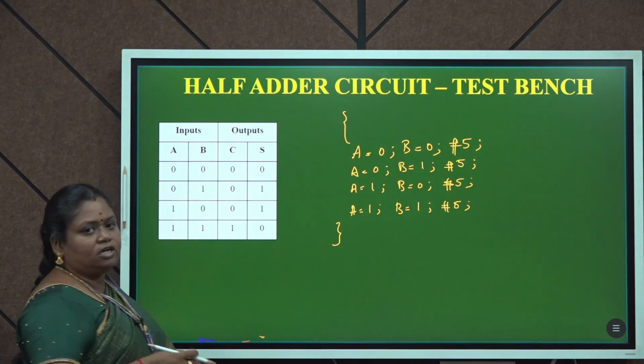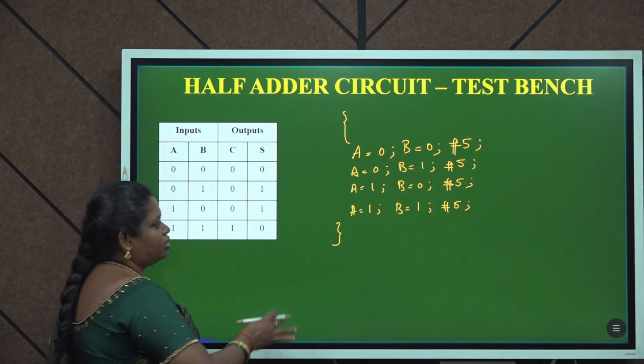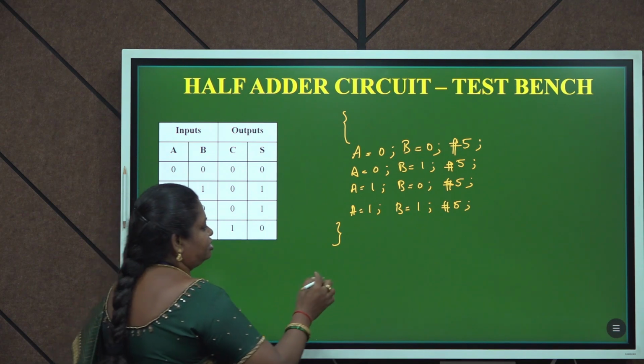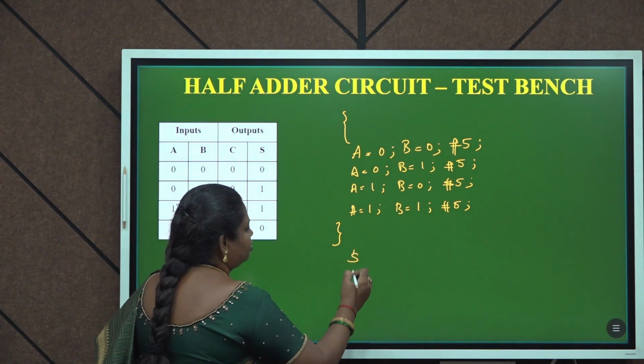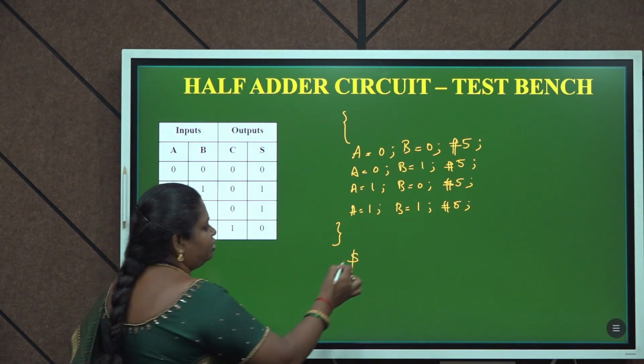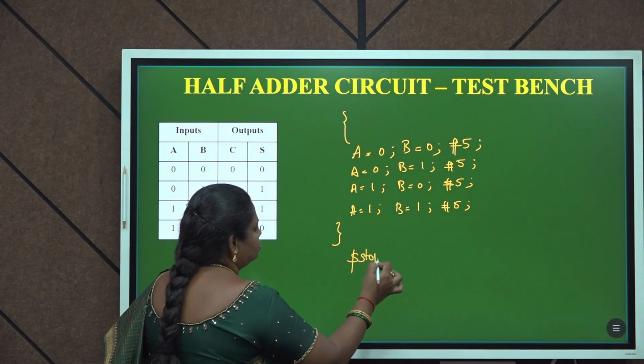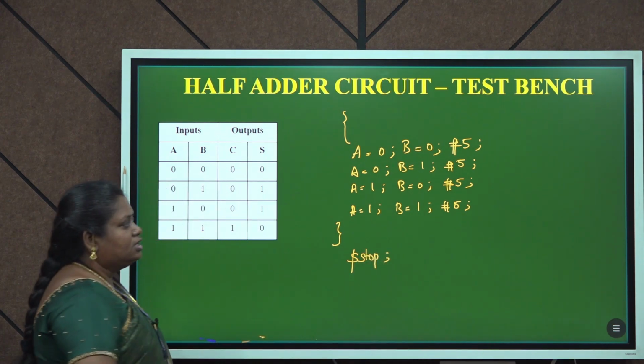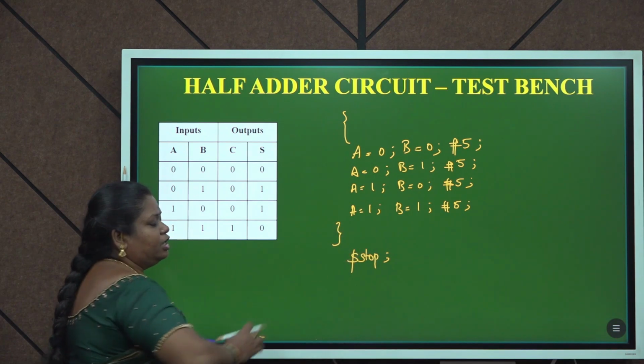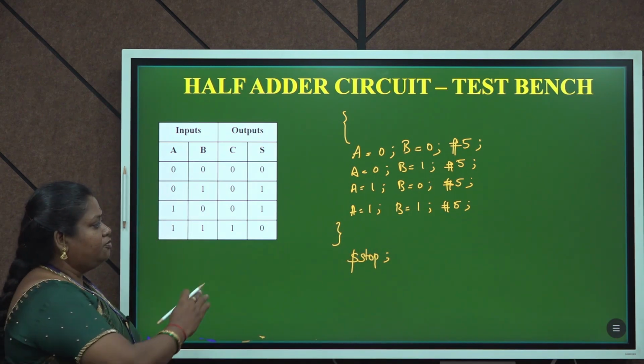After completing all the test cases in your test bench, after passing all your inputs, you have to stop your input variable declaration. So I am going to write a dollar symbol followed by stop. What occurs here is that after the last input, after 5 nanoseconds, it will stop. That is the rule for applying this.